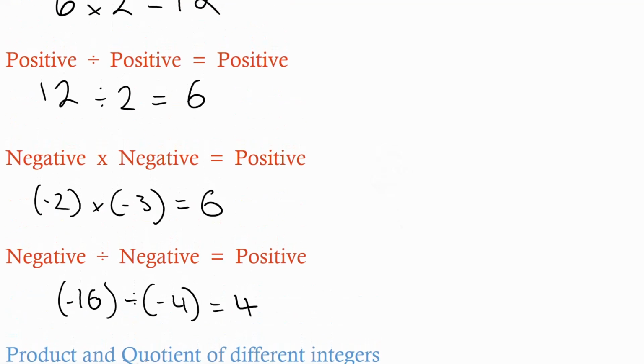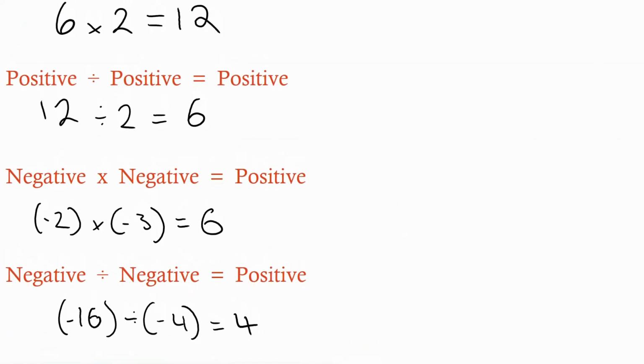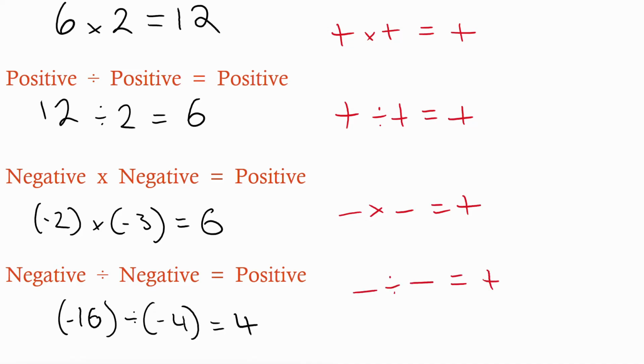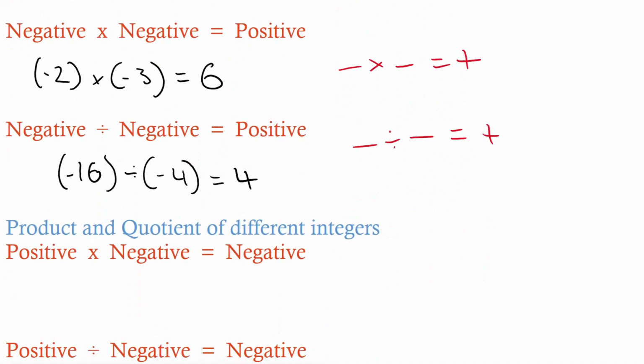Sometimes I like to rewrite these as positive times positive equals positive. Positive divided by positive equals positive. Negative times negative equals positive. Negative divided by negative equals positive. And you can just have those symbols up at the top right corner of your page or your book, so you always have it there to go by.